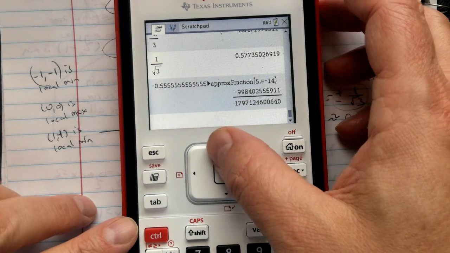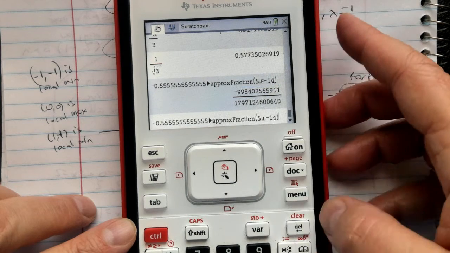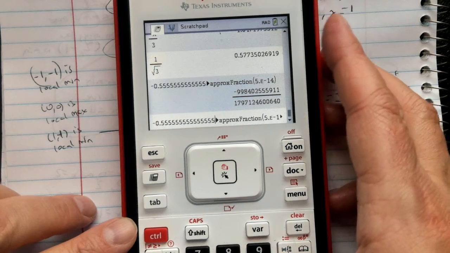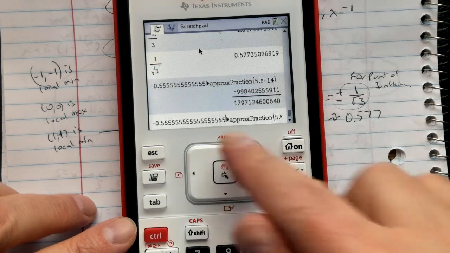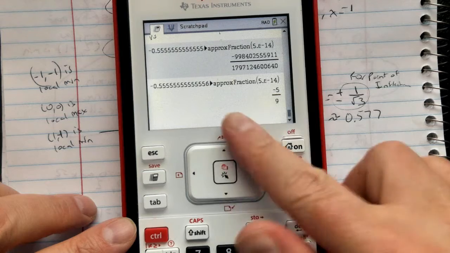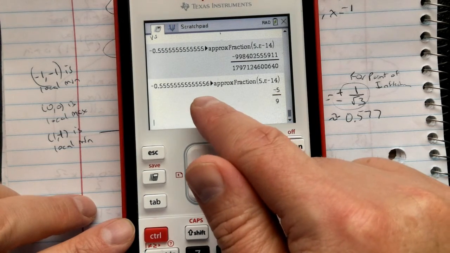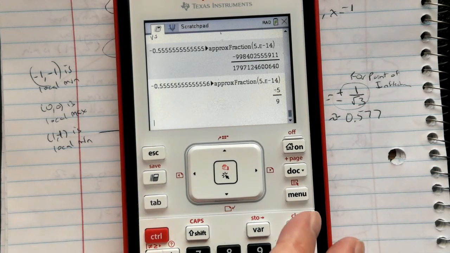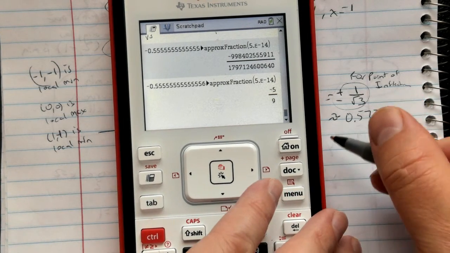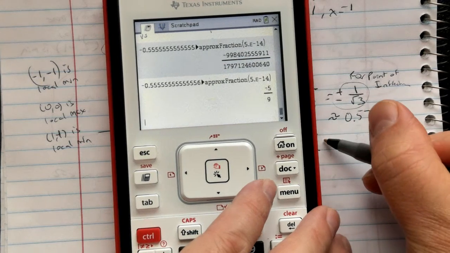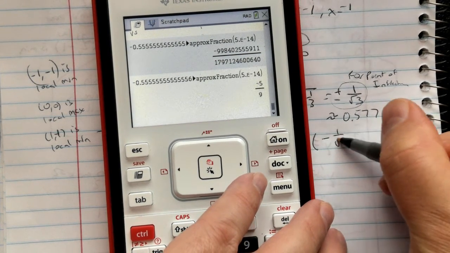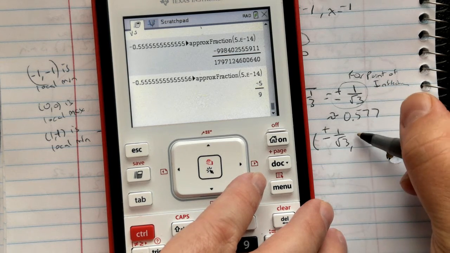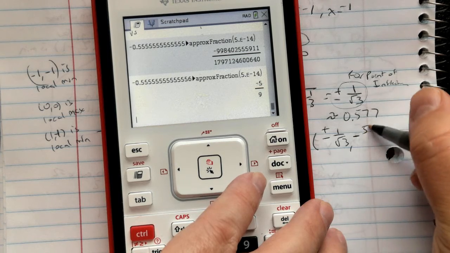Wait, really? Let me put in some more 5s. When it's the same number repeating, it should be divided by 9. Okay, so I just needed a couple of extra, and there you can see the 6. So that's ending up with a negative 5/9. So we have negative 1 over square root of 3. I'm just going to say plus and minus to help y'all out, with negative 5/9.